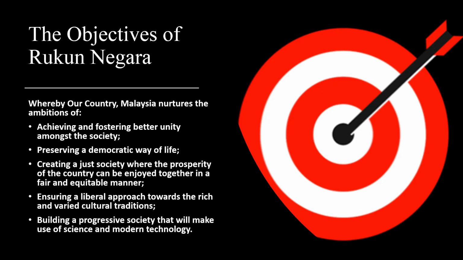The objectives of Rukun Negara. Malaysia nurtures the ambitions of achieving and fostering better unity amongst the society by preserving a democratic way of life, creating a society where the prosperity of the country can be enjoyed together in a fair and equitable manner. It also ensures a liberal approach towards the rich and varied cultural traditions and builds a progressive society that will make use of science and modern technology.